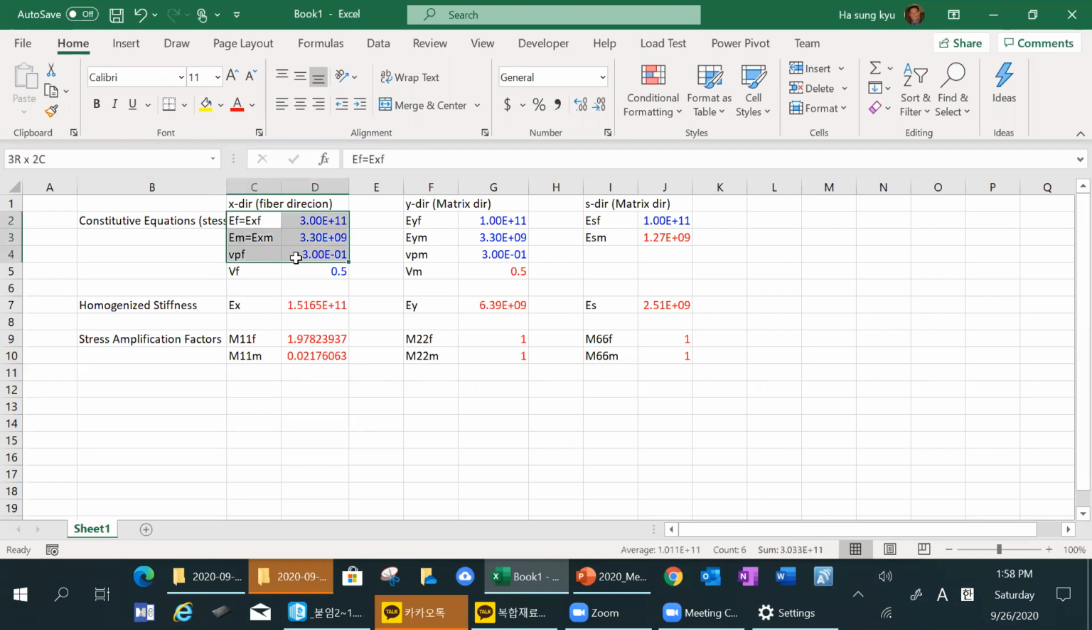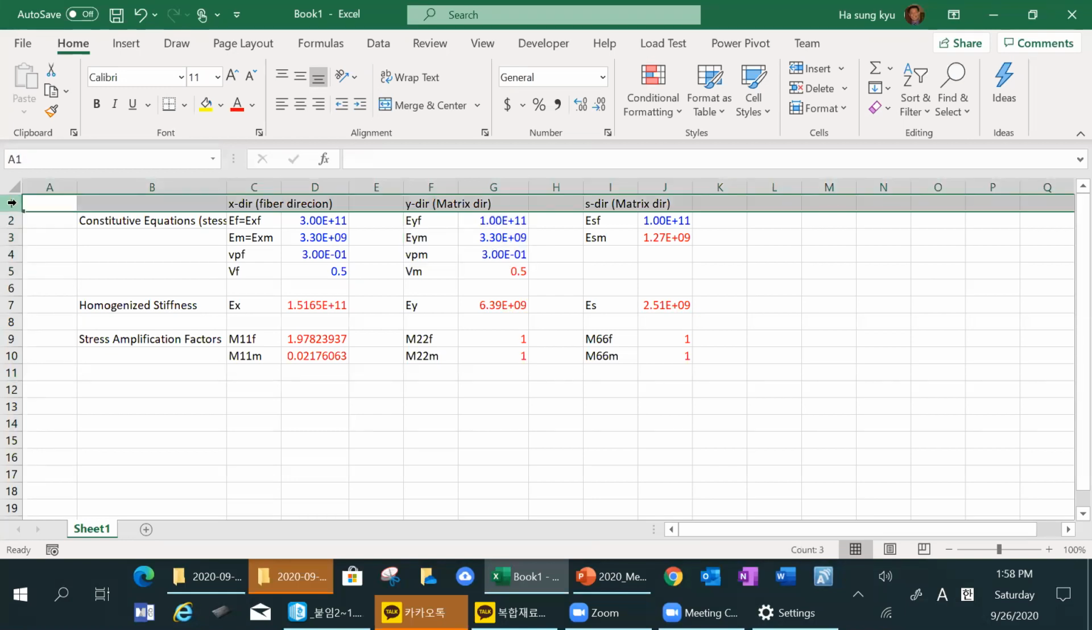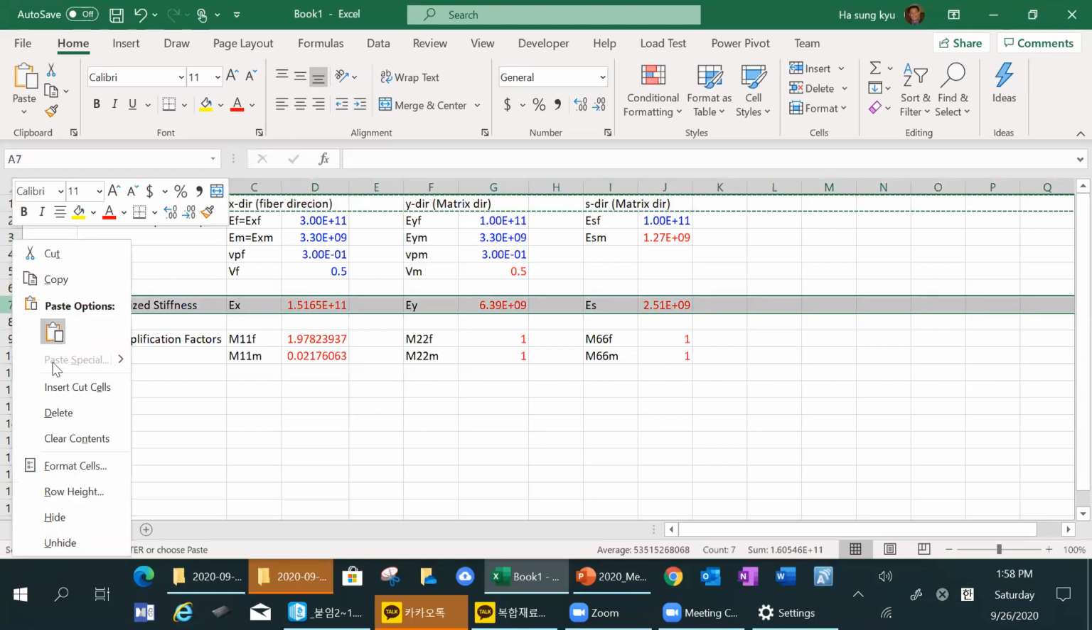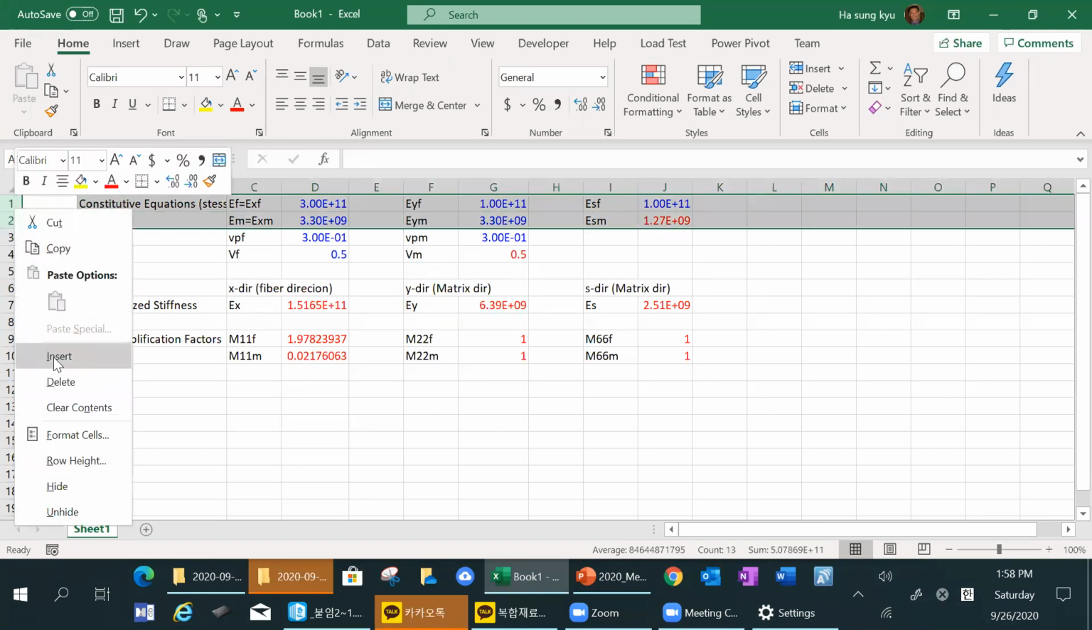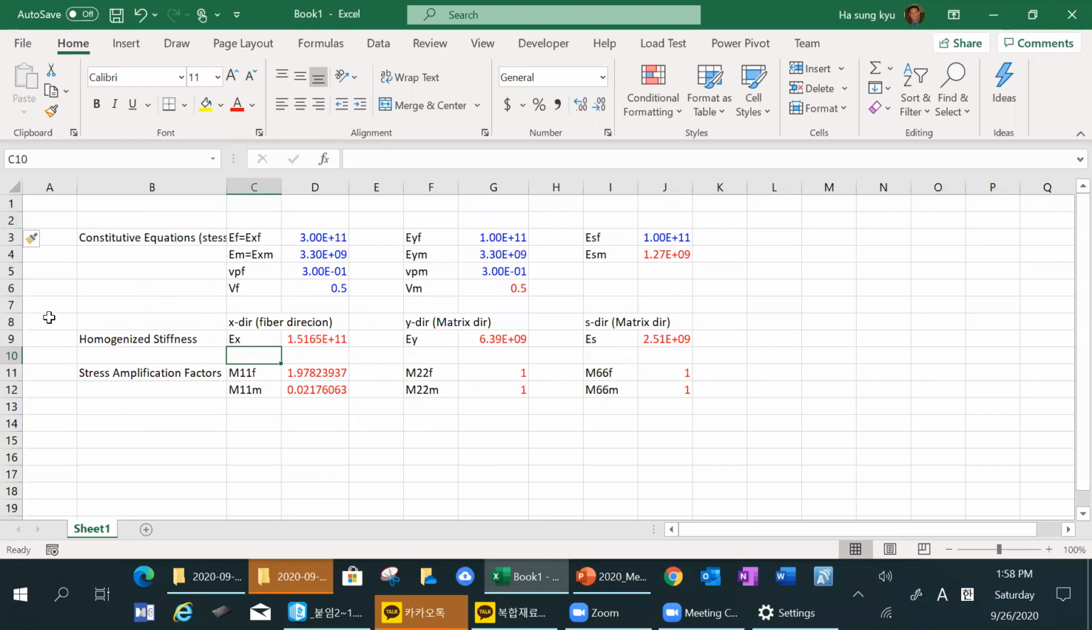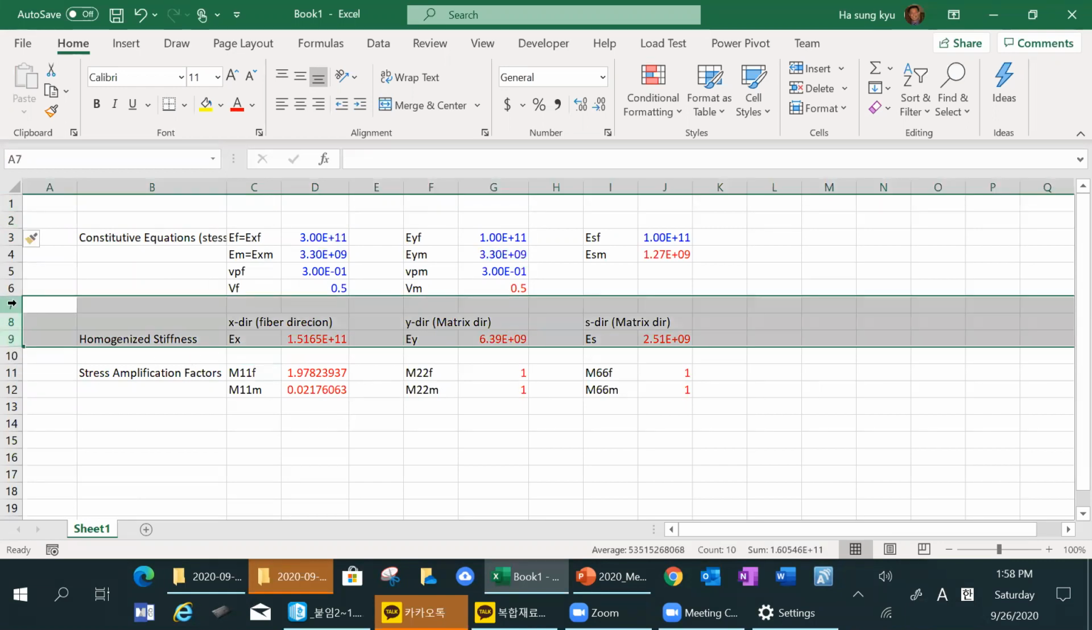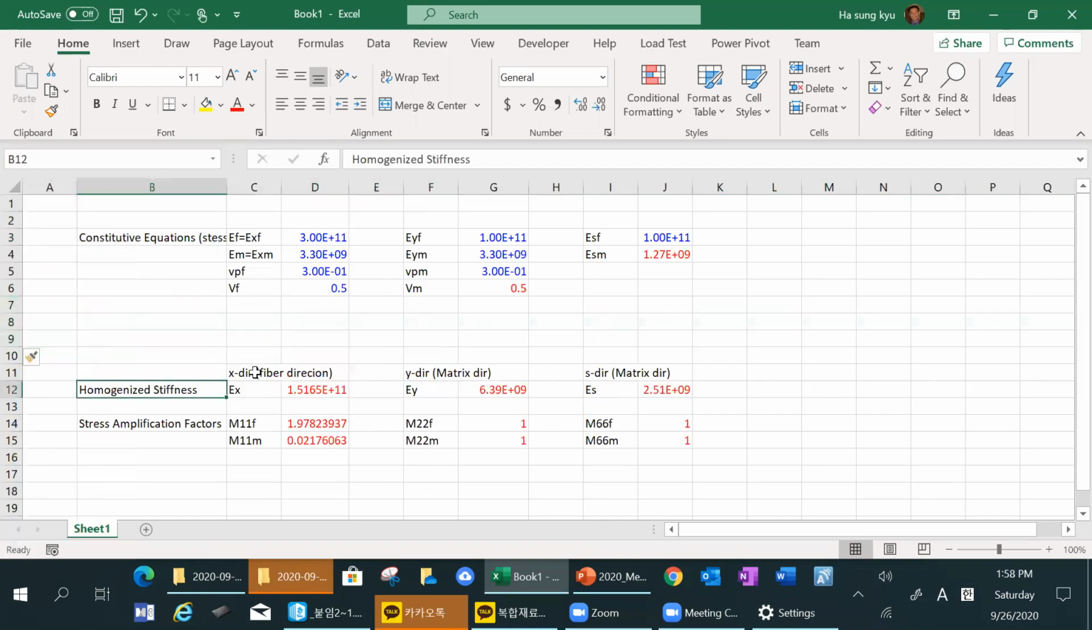Okay, so fiber direction, this is the fiber directional stiffness, and this is the matrix direction, and so on. I'd like to change this a little bit, give more space here, and now this one. Okay, I'd like to rearrange a little bit.